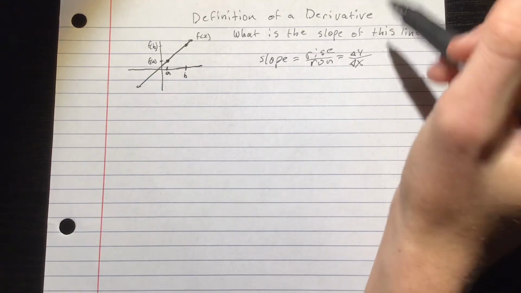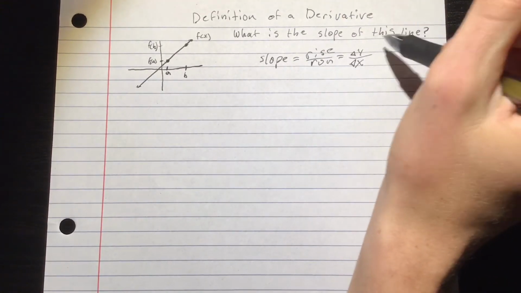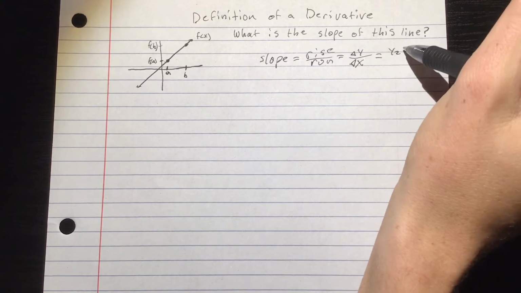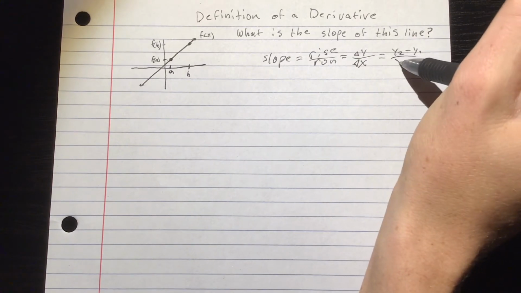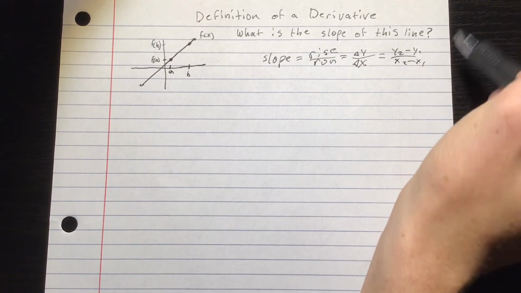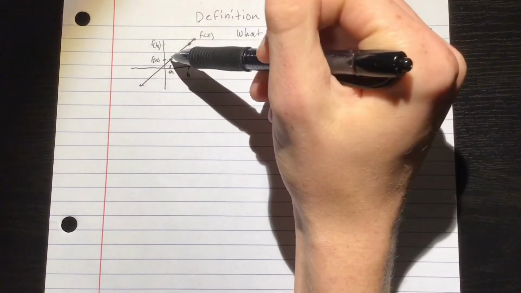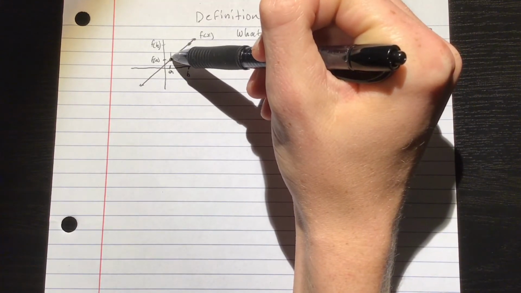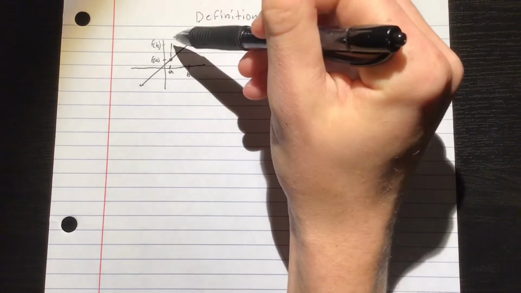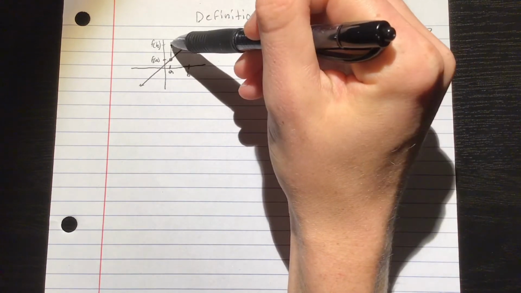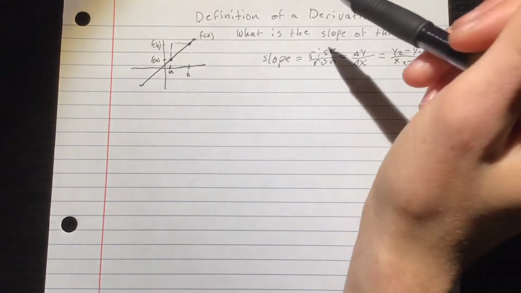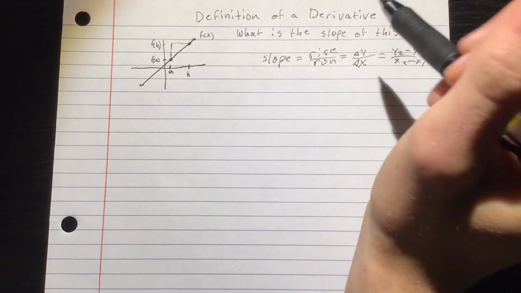So if you remember, this is just algebra 1, right? For your algebra 1 days, y2 minus y1 over x2 minus x1. This makes a ton of sense. All you're doing is you're going up a certain amount, this is your rise, and then you're going over a certain amount, and you just divide the y increase increment by the x increase increment.